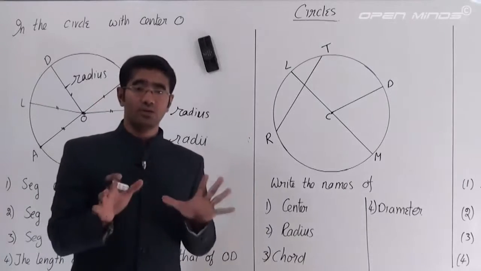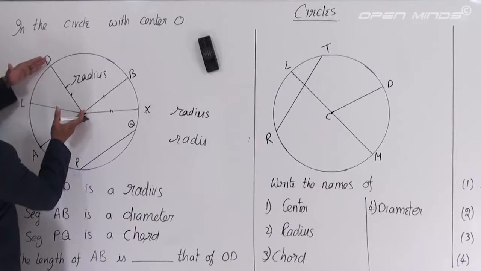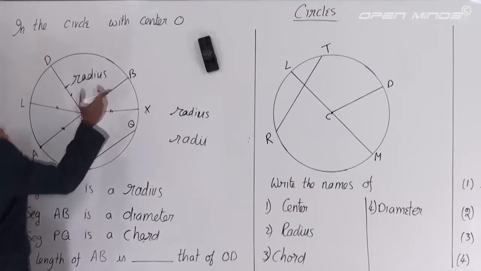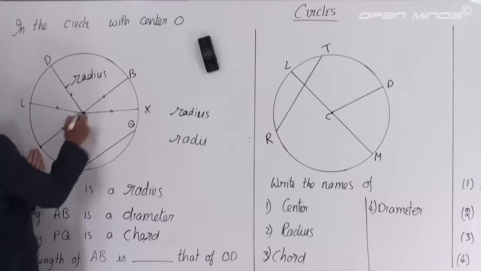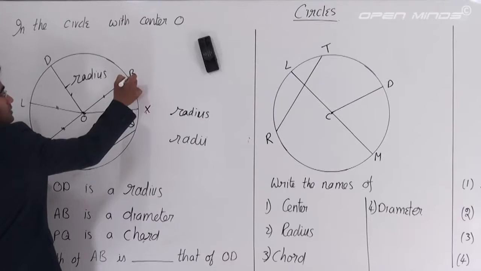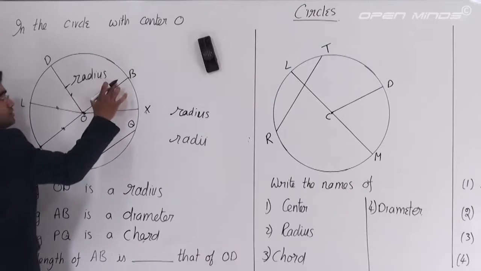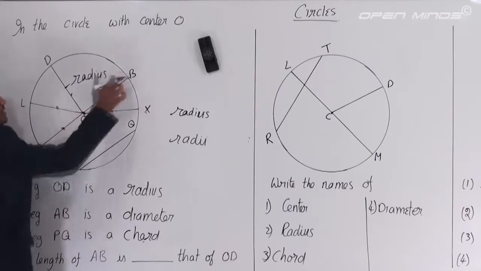All the radii are equal in length for a particular circle. So now I can see that OD is one of the radii, and these two, OA and OB, are also radii. But I can see that this is a bigger line, that is a diameter, and it is like one radius and another radius, two radii. So I can write AB is twice OD.